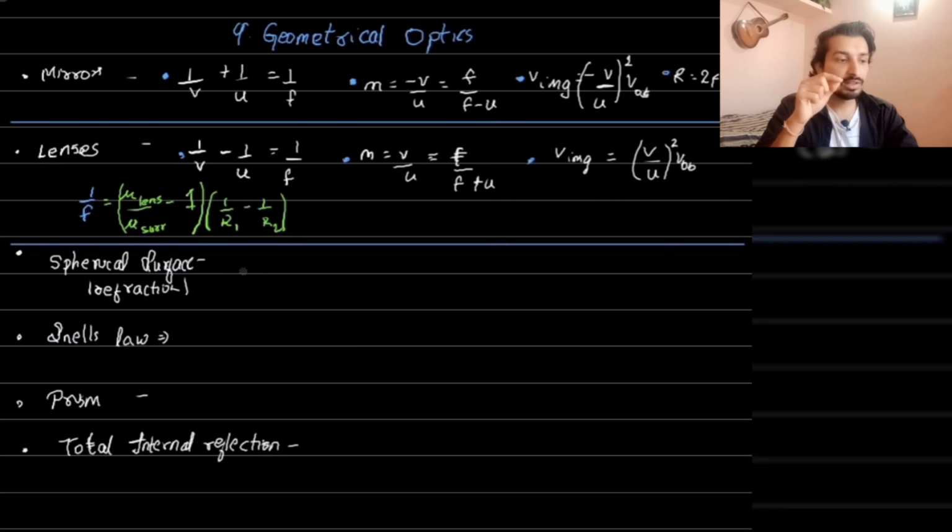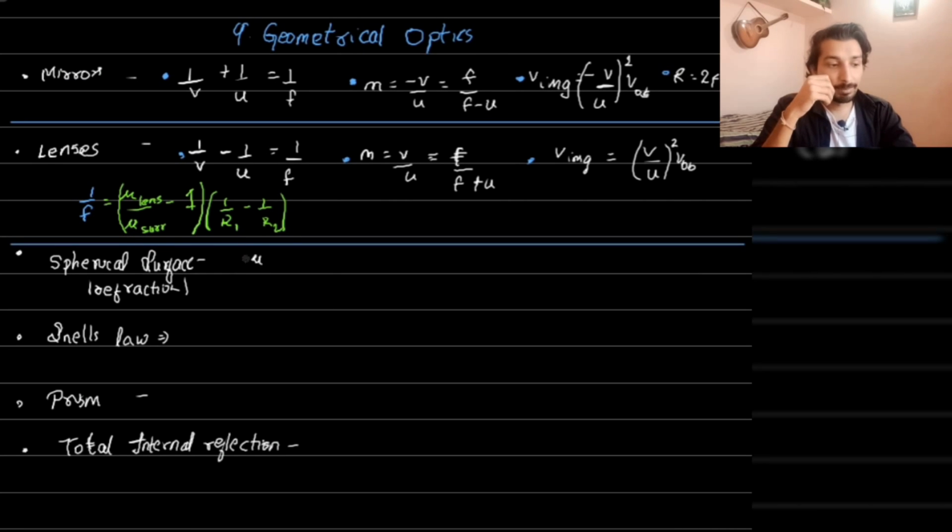Here, to find focal length, you use this formula, called the lens maker's formula. So to find the focal length of a lens, you need to use the lens maker formula, which is 1 by f is equal to (mu of lens, whatever is the refractive index of lens, divided by refractive index of surrounding, minus 1) into (1 by radius of curvature of first side minus 1 by radius of curvature of second side). A lens has 2 radii of curvature, right? So for both radii of curvature you need to take 1 by each and subtract.